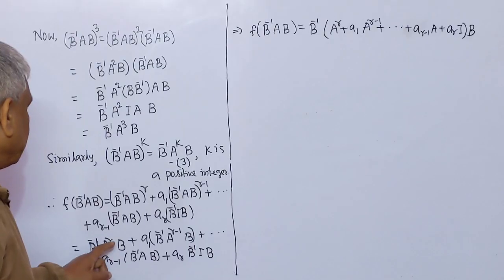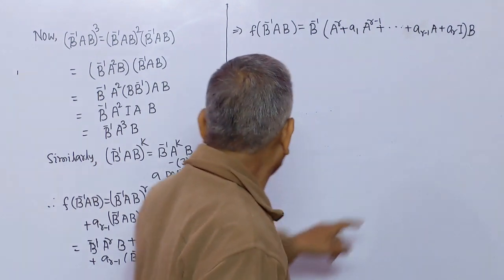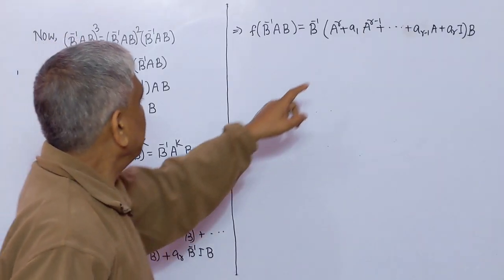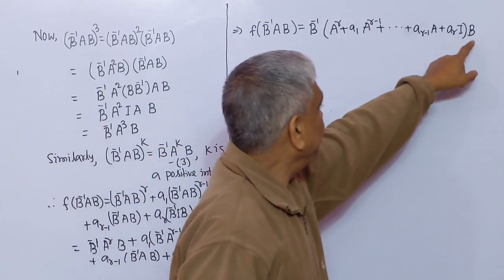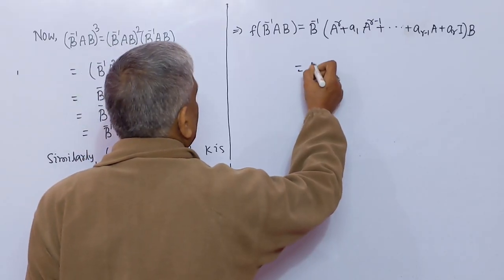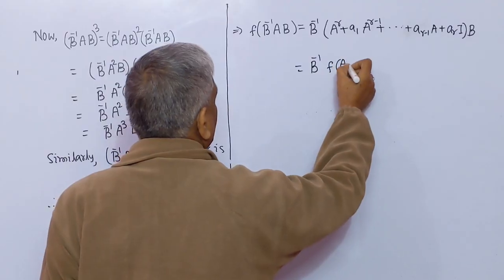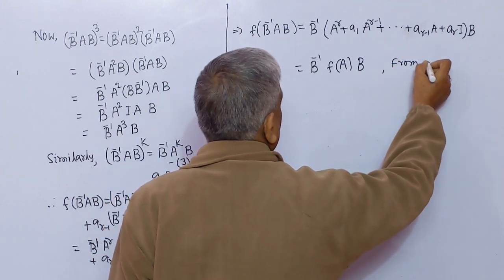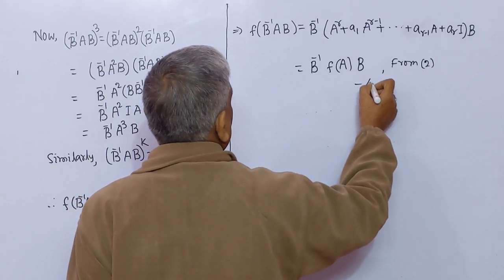Here B inverse A to the power r B, we get B inverse A to the power r multiply B, then a1 B inverse A to the power r minus 1 multiply B, and in this way we get other terms, and we get here B inverse f(A) B from 2. This is number 4.